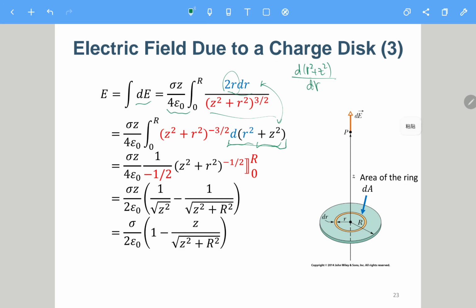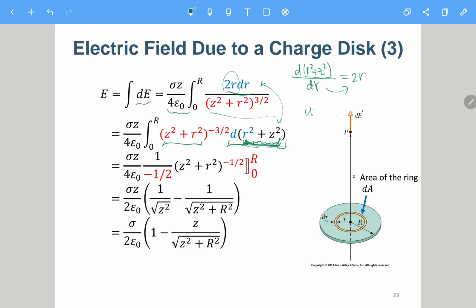So you take the derivative of this expression with respect to r, so it becomes 2r, and then you move this to the right side, so it becomes 2r dr, and the other side will be this. Okay, so here we already get this, which is exactly the same as this one. If you need to change a variable, you can change to another variable.